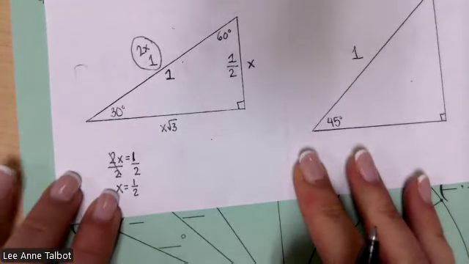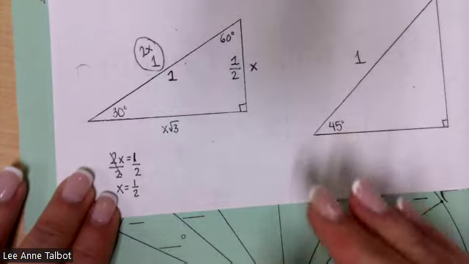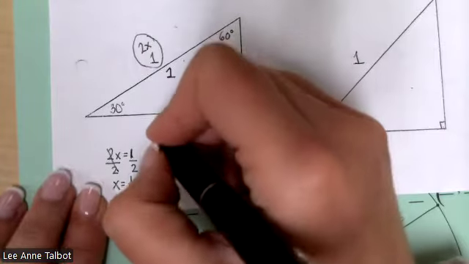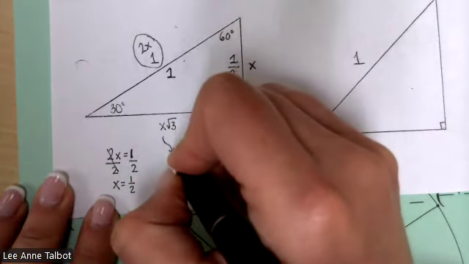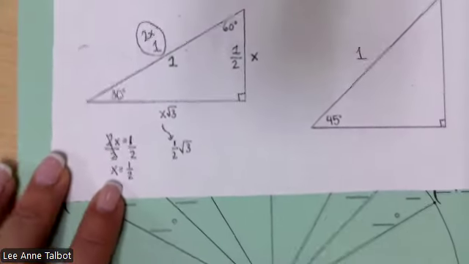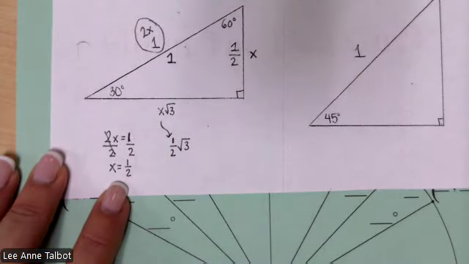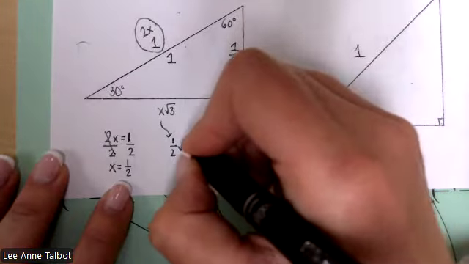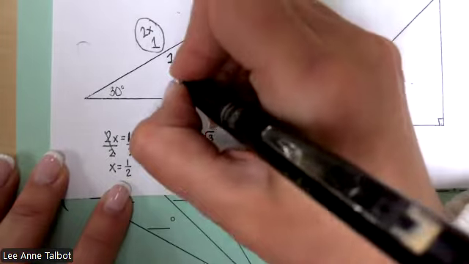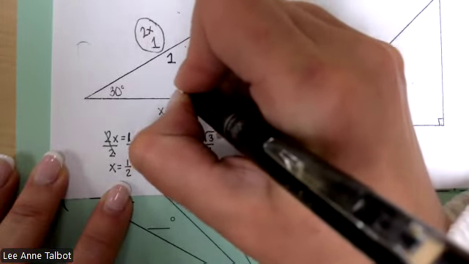Okay, now that we know that x is 1/2, I'm going to take that and plug it in for x right here. Then I'm going to do 1 times √3 is √3 over 2, and label this side √3 over 2.